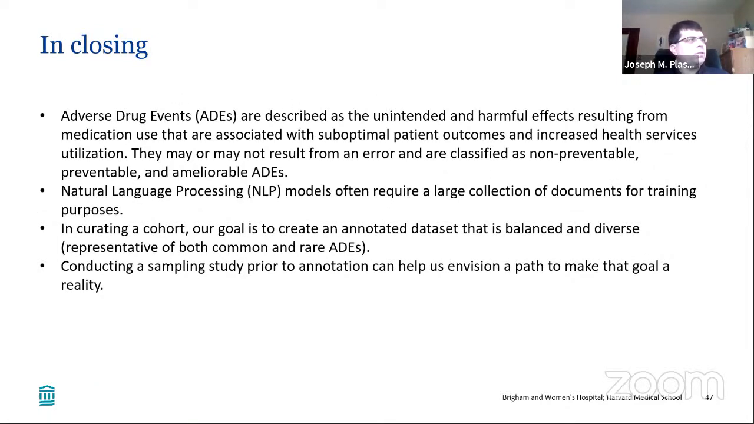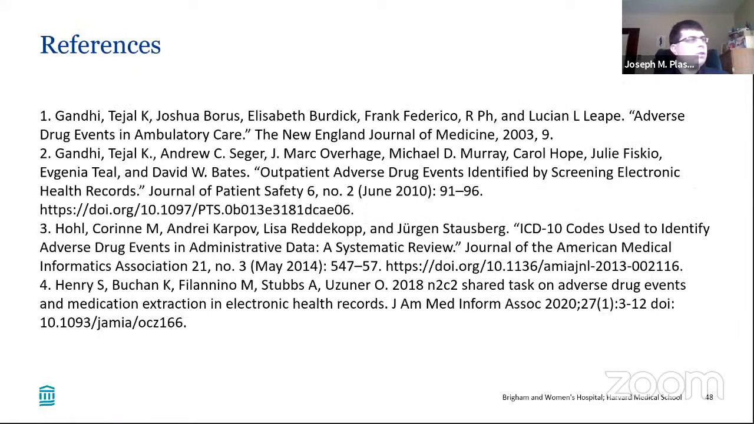In closing, adverse drug events are described as these unintended or harmful effects resulting from medication use that are associated with suboptimal patient outcomes and increased health service utilization. And natural language processing models want a large, diverse set of clinical notes that is balanced and representative of both common and rare adverse drug events for training purposes. And so conducting a sampling study prior to this annotation can help us envision a path to make that goal a reality. Here are some references that may be of interest.